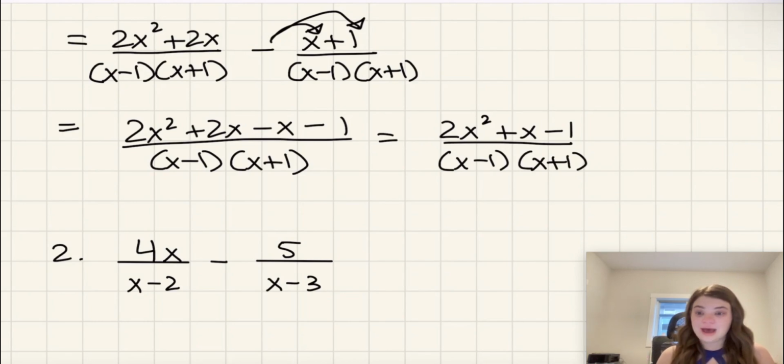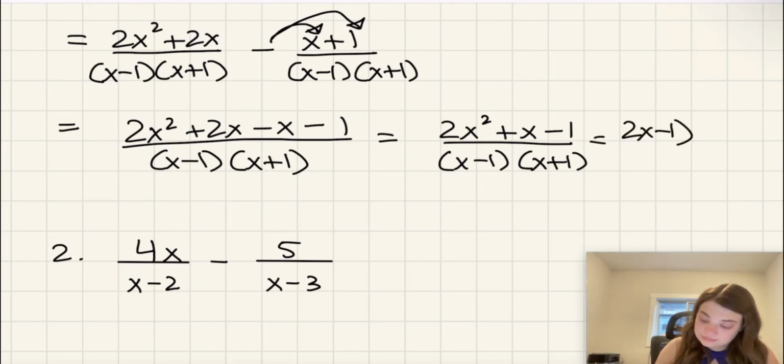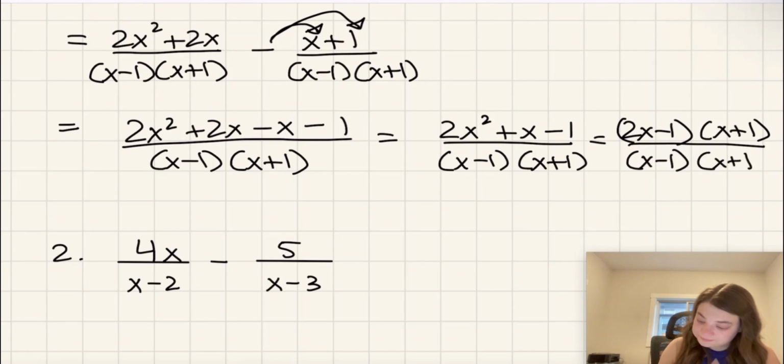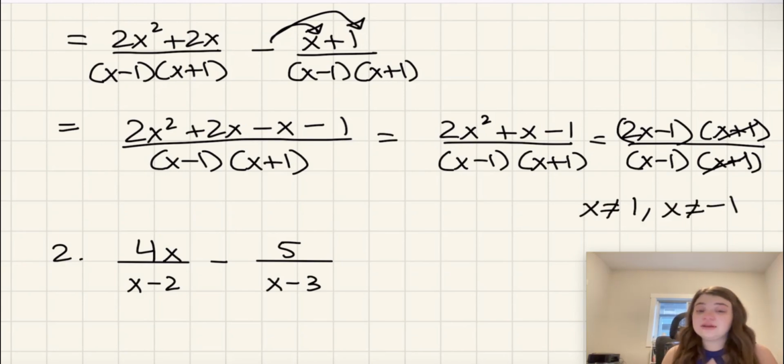And now we're going to factor and state restrictions. So I'm going to factor this numerator as 2x minus 1 times x plus 1 over x minus 1 times x plus 1. And then these cancel. And our restrictions are that x cannot equal 1 or negative 1, because at some point the denominator would end up being 0 if we plugged in either of these restricted values here.